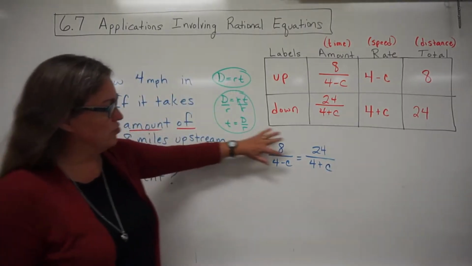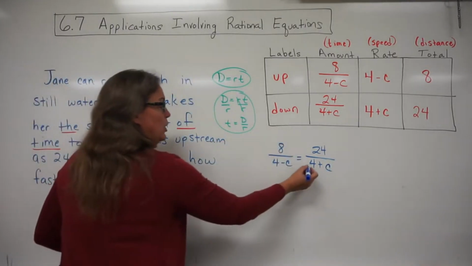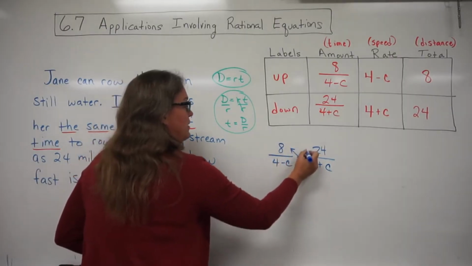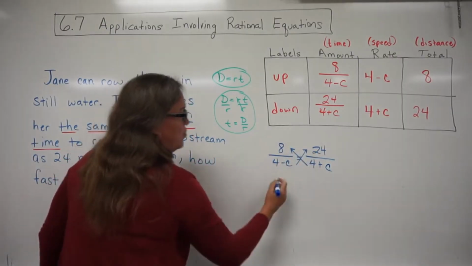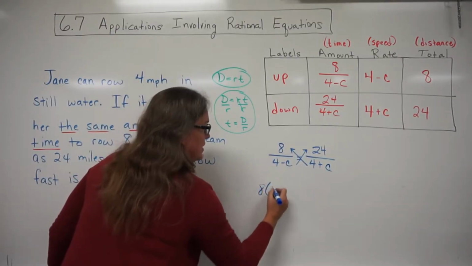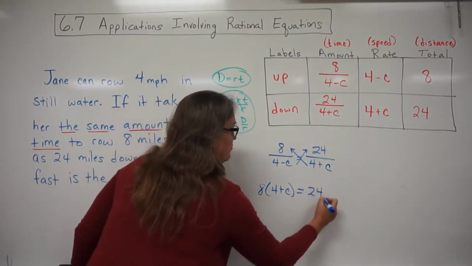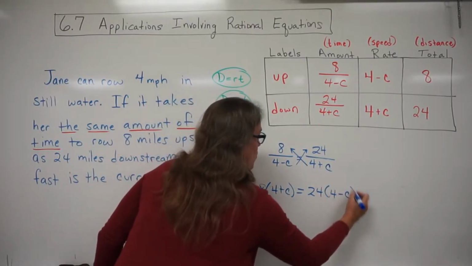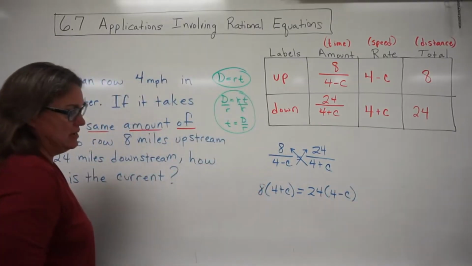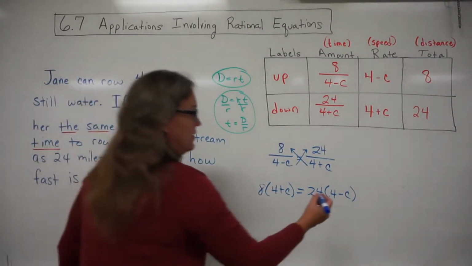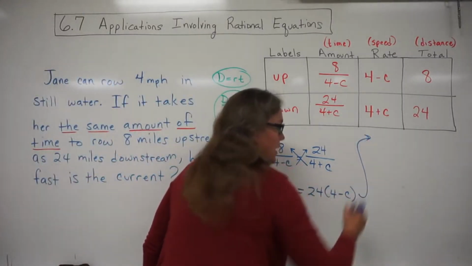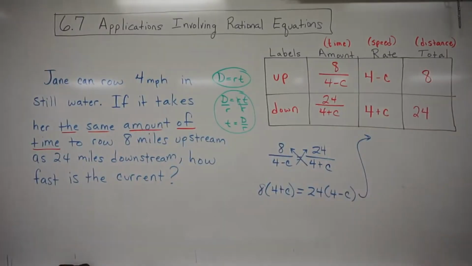Because we have a single fraction on each side, we may cross multiply. So we end up with 8 times (4 + c) is equal to 24 times (4 - c). I'm going to go ahead and bring my work up here and see what we get from that.